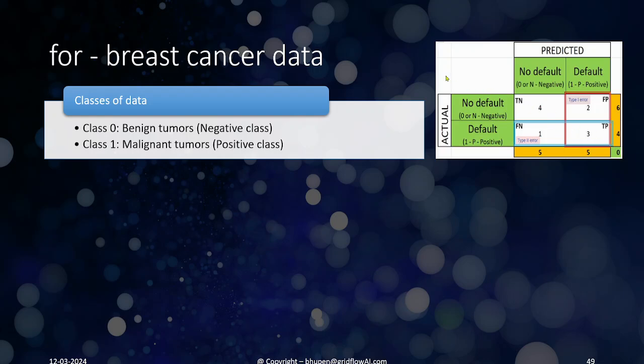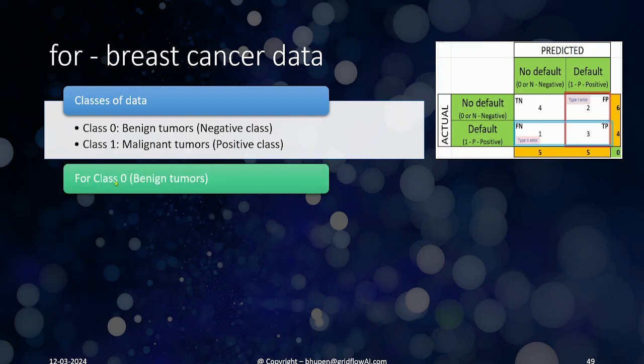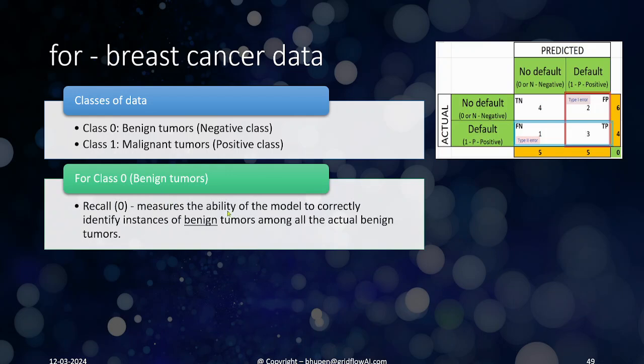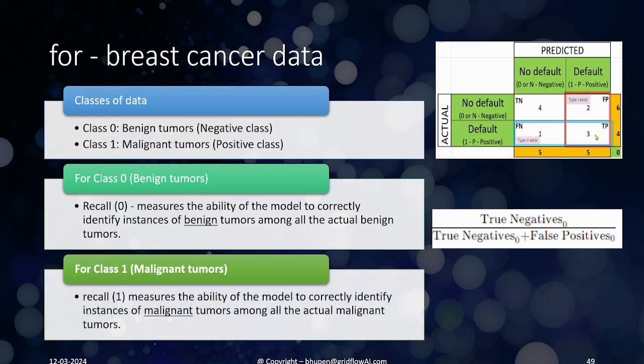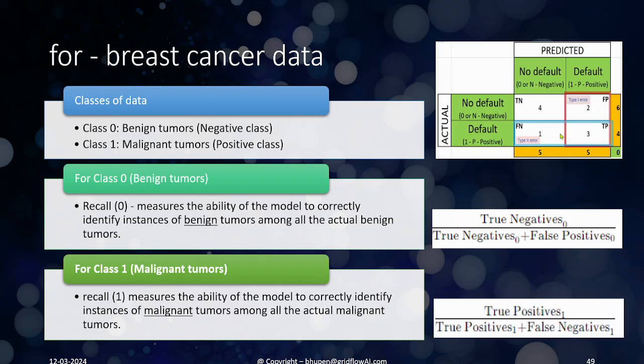On the diagonal are the numbers which are true and correct predictions. For example, for class 0, which is benign, recall here would mean the number of samples here is 6, and out of that 4 are right predictions. So the recall is going to be 4 over 6 for this particular class. And likewise, for class 1, which is malignant, down below, it is 3 over 4. That's the recall for class 1.